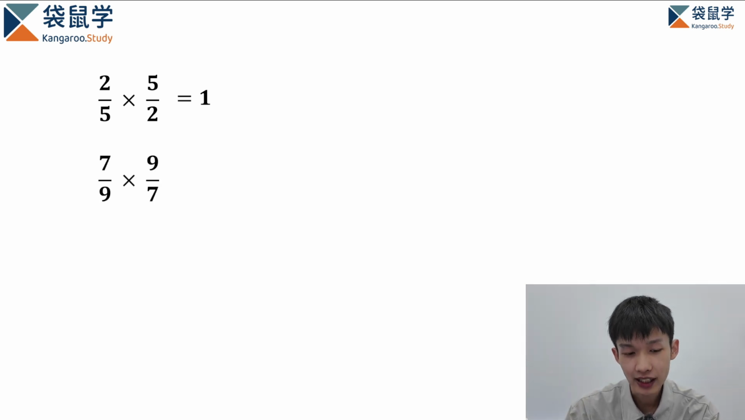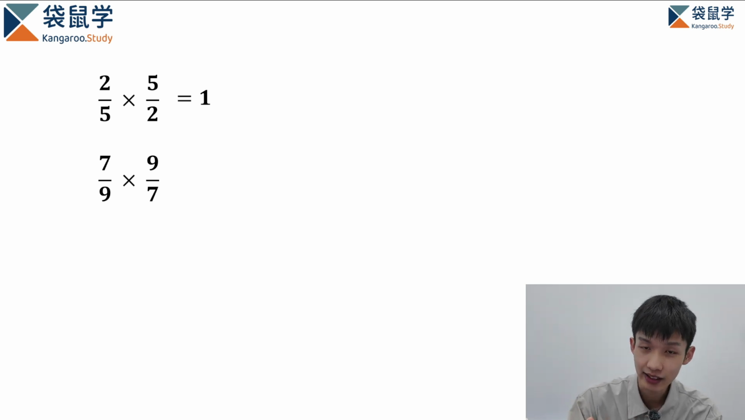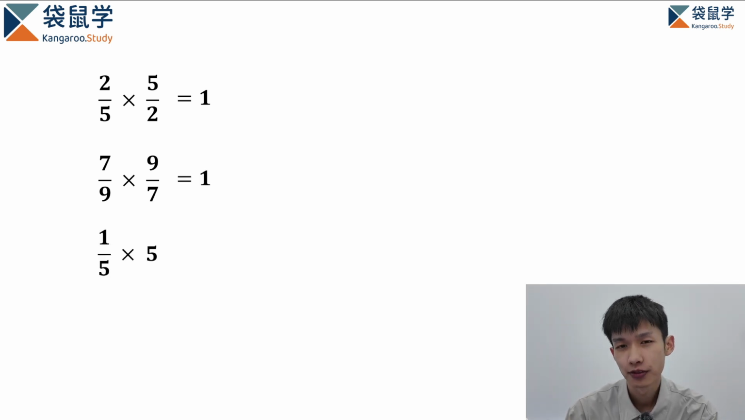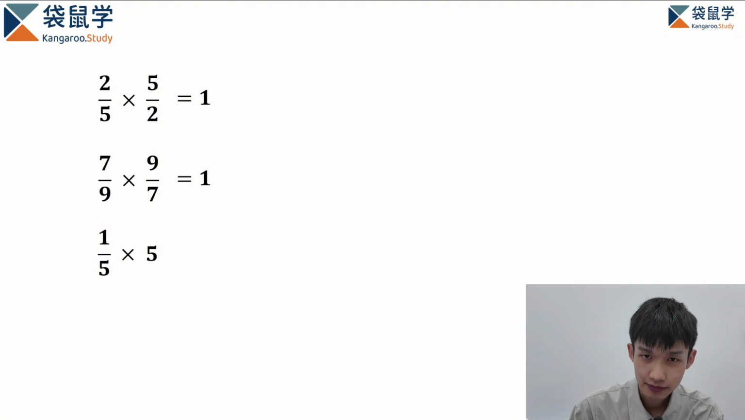How about 7 over 9 times 9 over 7? The result also should be 1 because 9 and 9 cancel out, 7 and 7 cancel out. It's just 1. And next one, we have 1 over 5 times 5. What will be the result for this one? The 5 denominator cancels out with the whole number 5, so the result also equals just 1.